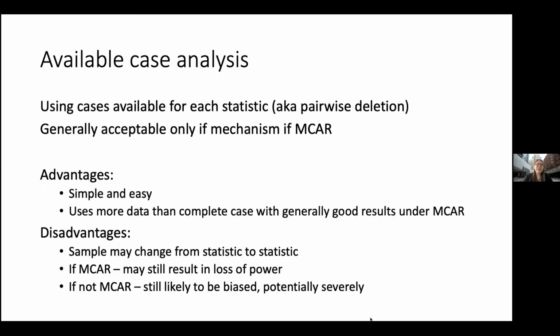So the next is available case analysis. So for this, we're using all of the available data for each variable. So we also call this pairwise deletion. Again, this is only acceptable if the mechanism is MCAR, and it's a very simple and easy thing to do. You're also using more data than in complete case analysis, because if you have available data for one of those variables, they would be included rather than dropping them out if they were missing something else. And we can get generally good results under MCAR.